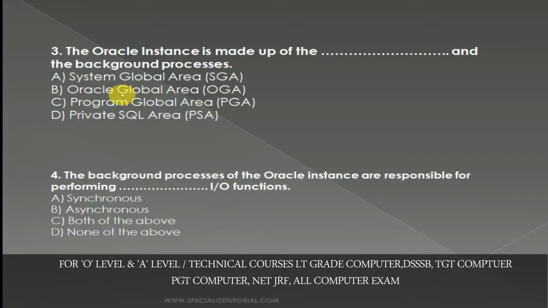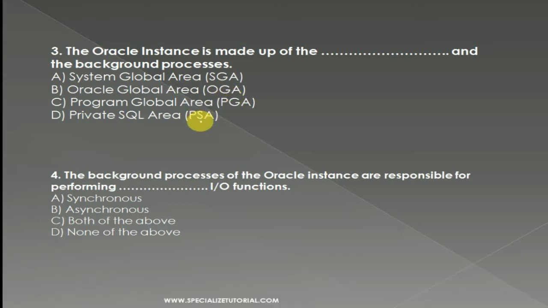Question number 3, the Oracle instance is made up of the dash and the background processes. So SGA, OGA, PGA and PSA. So obviously System Global Area, SGA. The Oracle instance is made up of the SGA and the background processes.